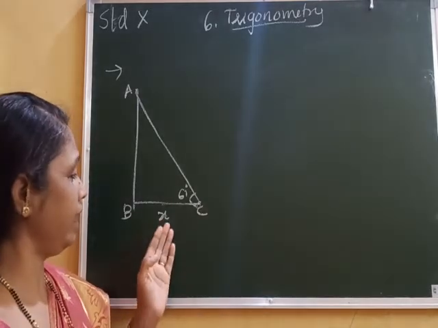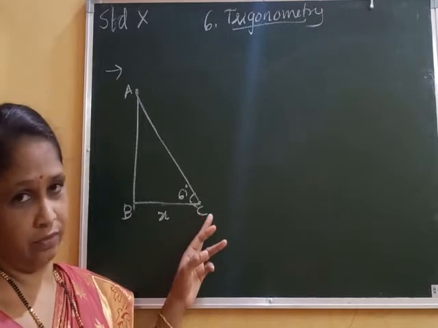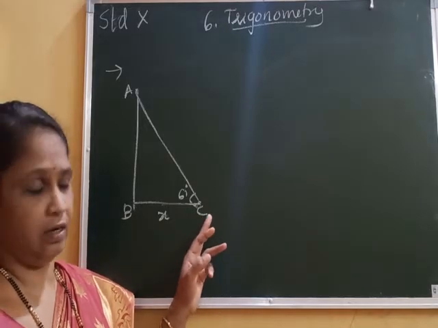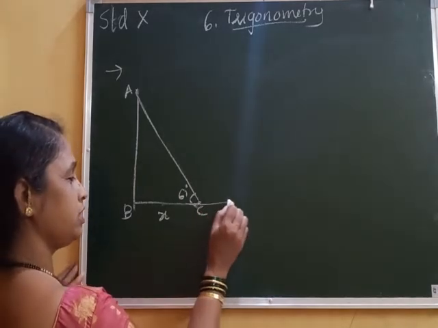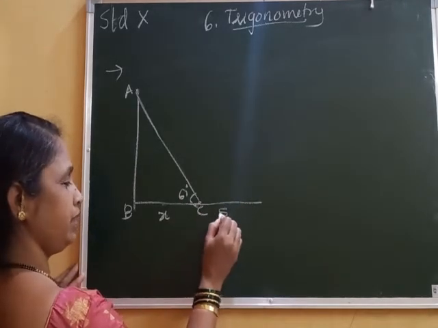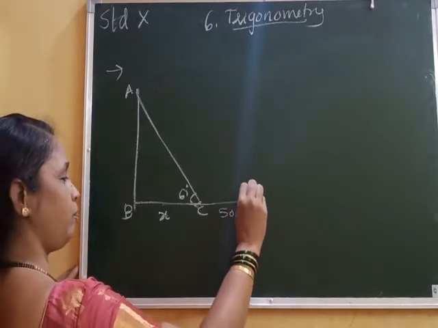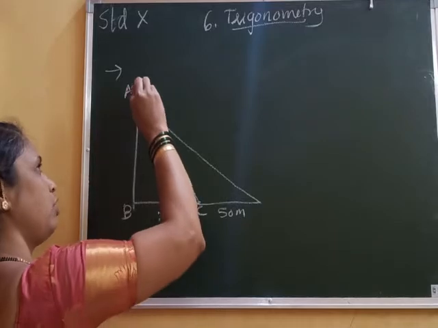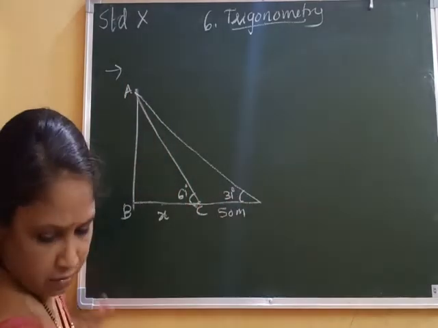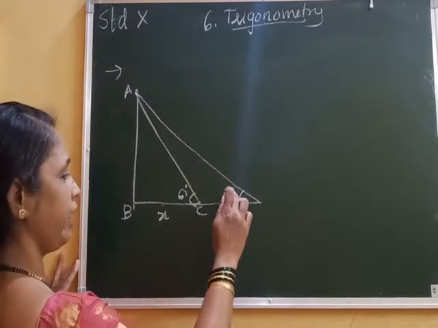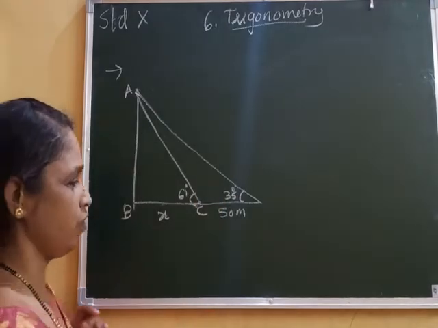Okay. Now again, what happens? From here he moves, and how much distance does he walk? 50 meters he walks. And again he looks at the top of the tower and makes an angle of 35 degrees, an angle of elevation. This is his line of vision.